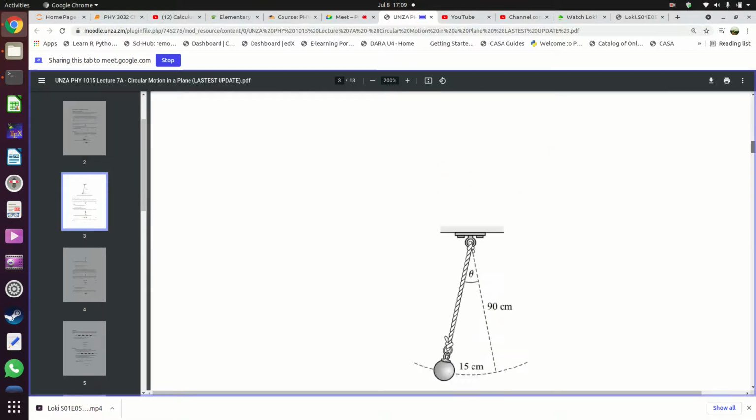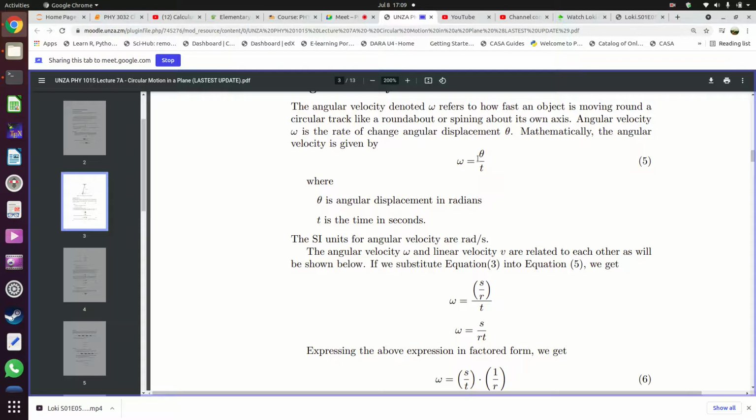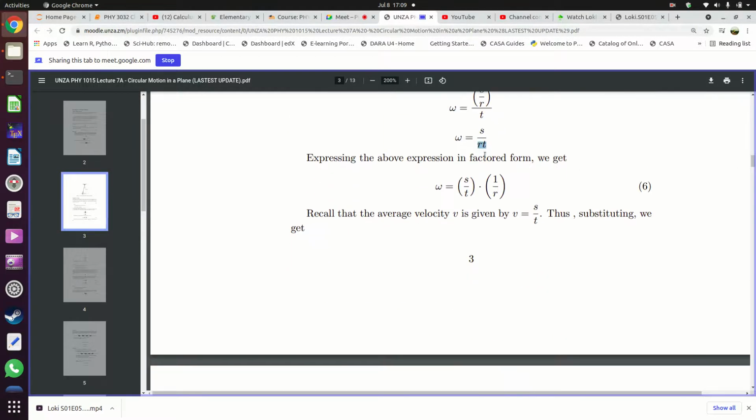So we substitute S over R for theta. This is what you have here. Then when you write this, you end up with S divided by R, the radius, and T, the time. Then you can write this expression in factored form: omega is equal to S divided by T, times 1 over R. Now this S divided by T is just the velocity V. V, or your average velocity, is equal to the displacement divided by the time. So this part here gives you V.